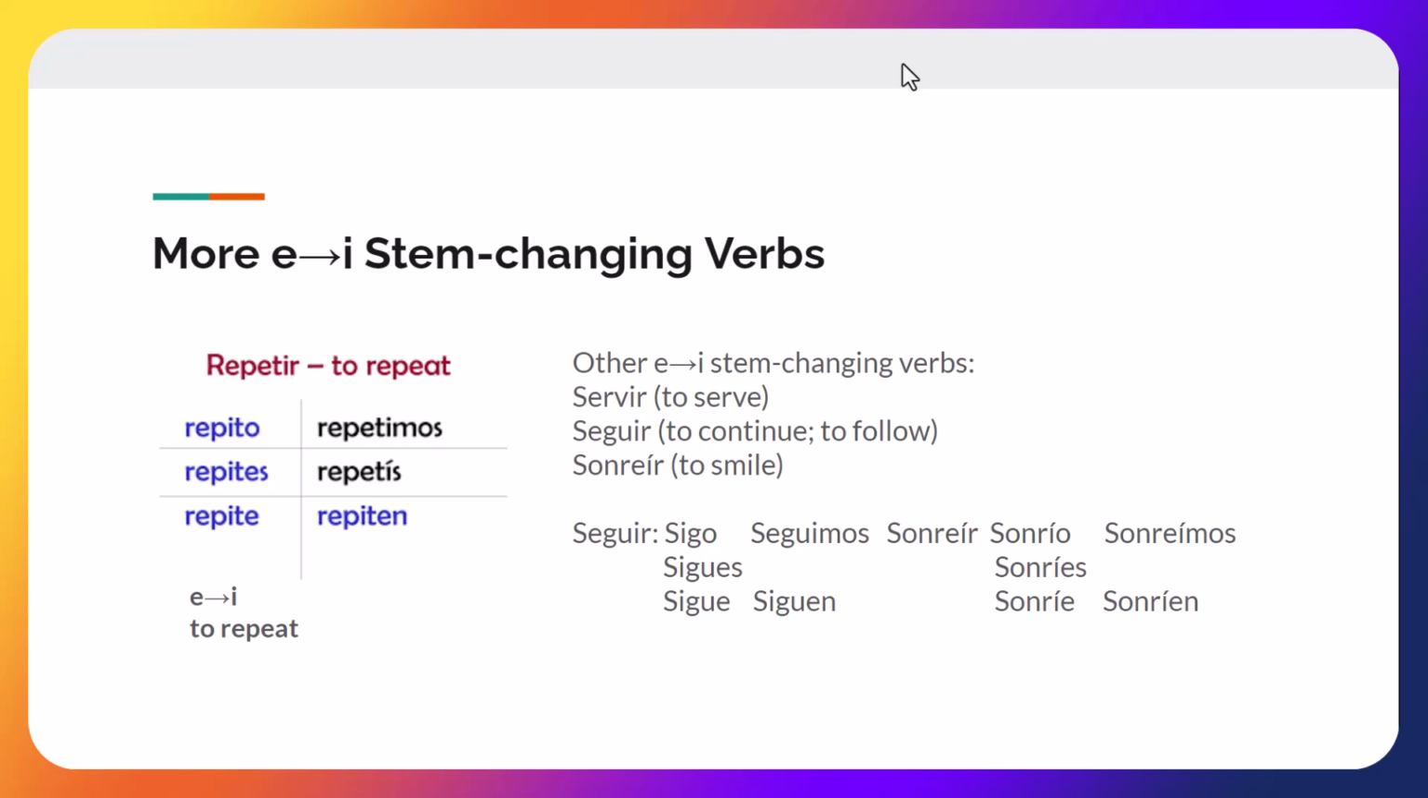So notice the forms that show a stem change are all in blue here, all of the singulars and the third person plural. But in this case, these E's change to I. And if there are two E's, like there is with repetir, once again, we're going to stem change the second one. So let's go ahead and work with this one. Repito, repites, repite, repetimos, repiten.